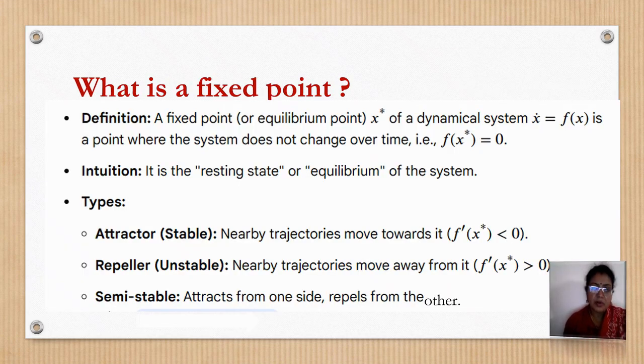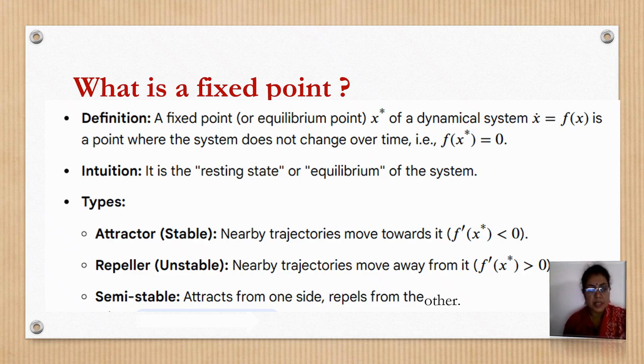So before getting into the simple types of bifurcation, we would have to see some key words like fixed point, phase portraits, bifurcation diagrams, stability, stable and unstable fixed points. So all these things we will see here.